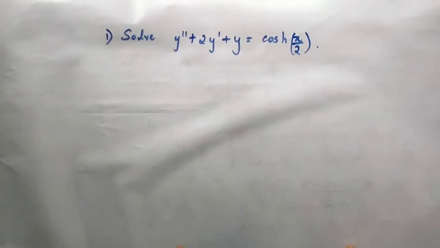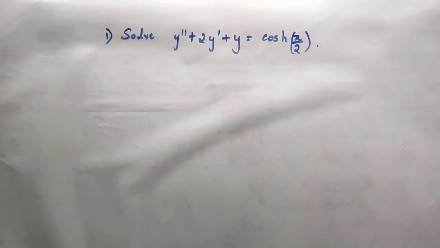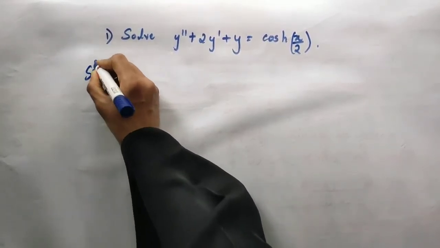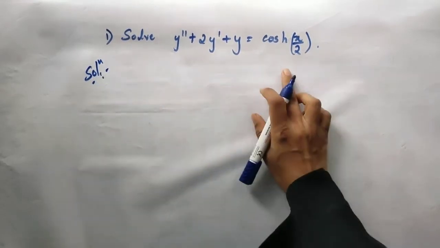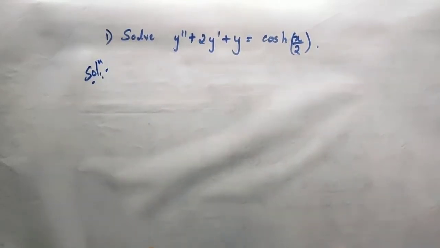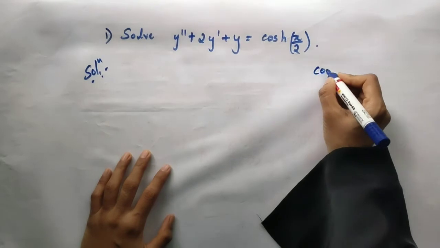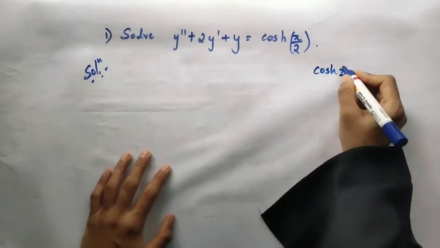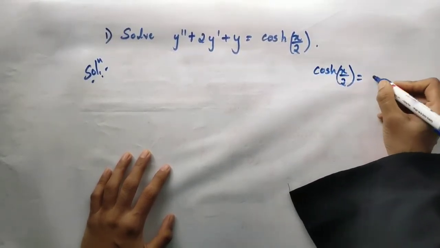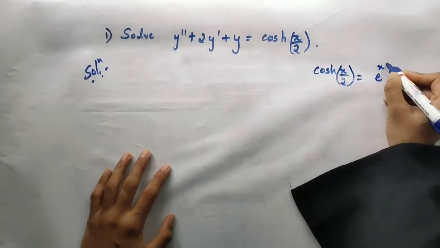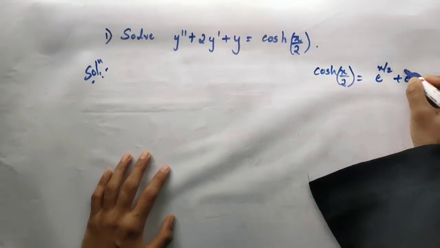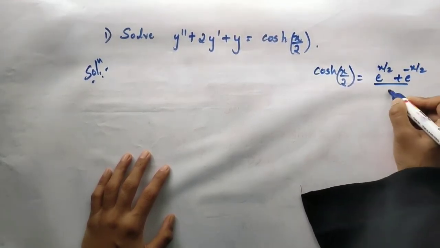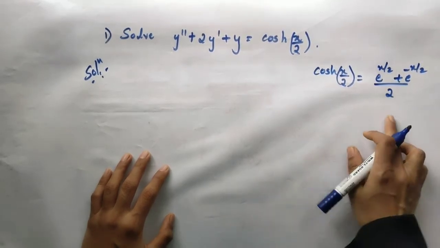Now here is one problem I have brought for you. Solve y double dash plus 2y dash plus y is equal to cos hyperbolic x by 2. Now you must be thinking, ma'am, there is cos hyperbolic x by 2. But what is cos hyperbolic x by 2? As per the definition of the cos hyperbolic function, it is e to the power x by 2 plus e to the power minus x by 2, divided by 2. So we are going to replace it here.